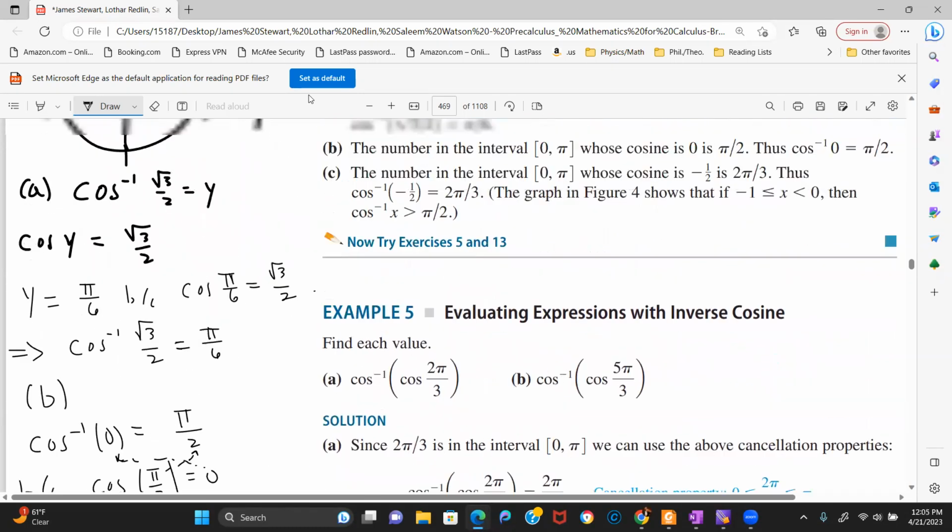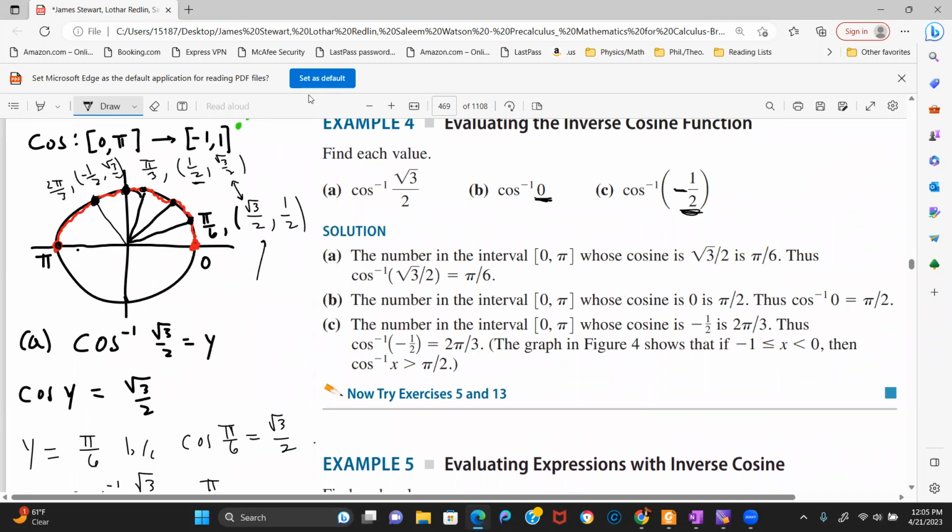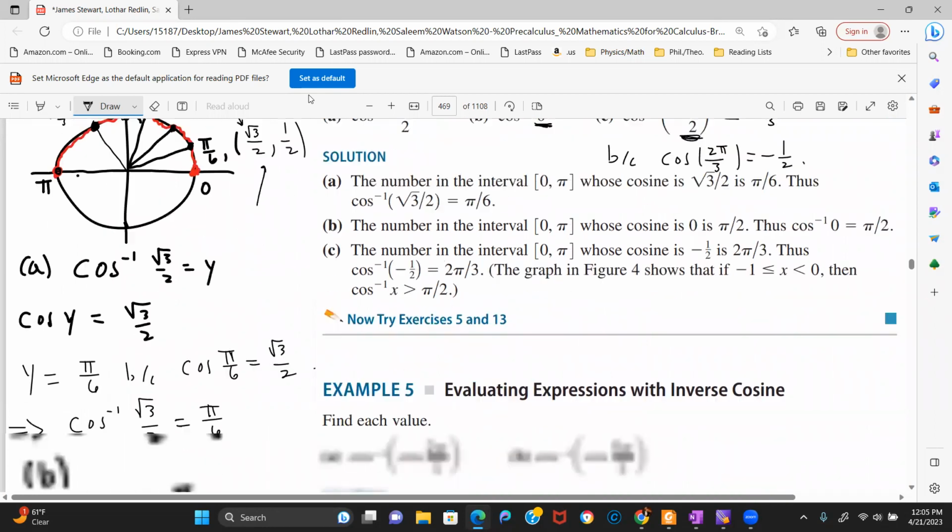So what that means then is that this right here, cosine inverse of negative 1/2, is going to be equal to 2 pi over 3. And that's because cosine of 2 pi over 3 is negative 1/2. Okay.